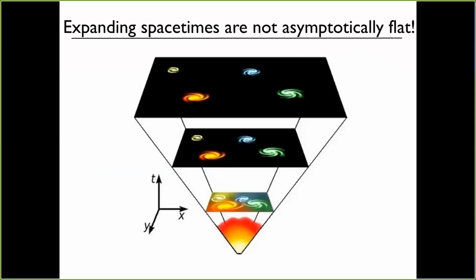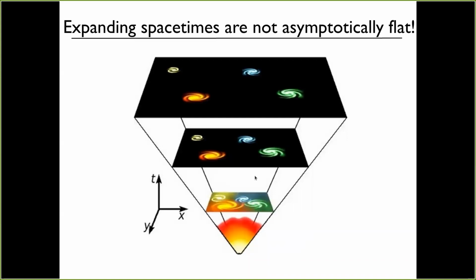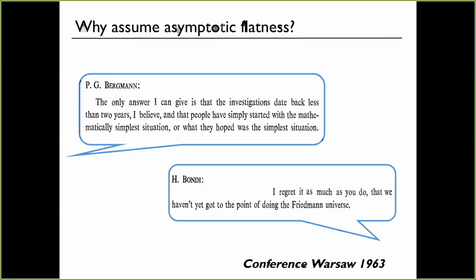But of course, as we know, expanding spacetimes are not asymptotically flat, for the very simple reason that these spacetimes are homogeneous. So the curvature is the same on any given time slice, and there's really no decay in any direction. So then the very valid question is actually: why do we assume asymptotic flatness if clearly our own universe is not asymptotically flat?